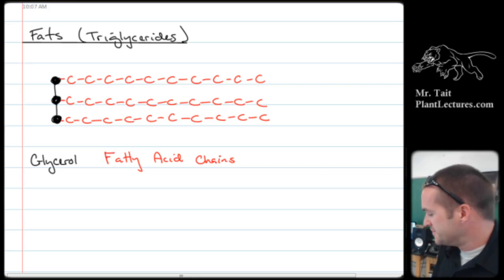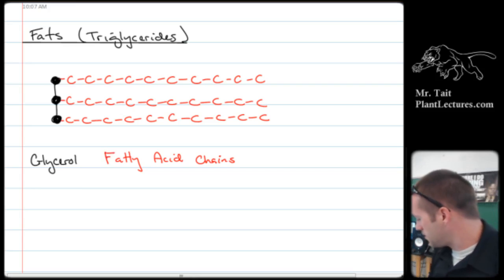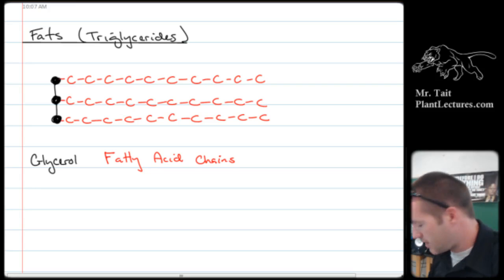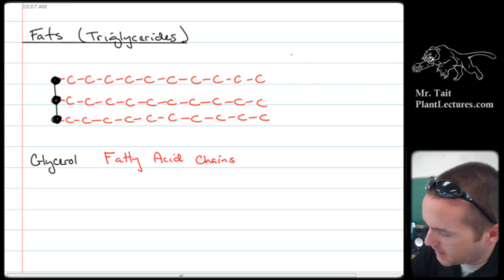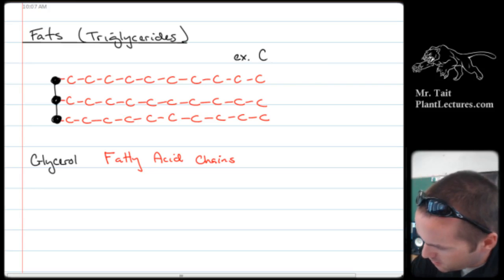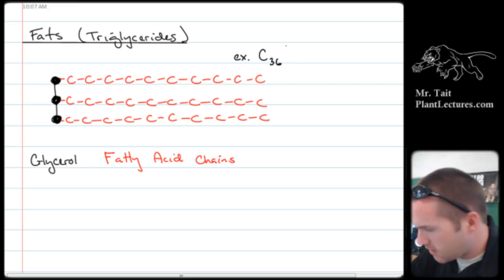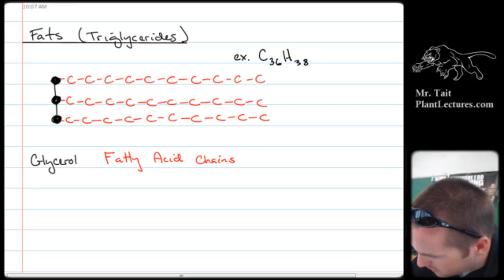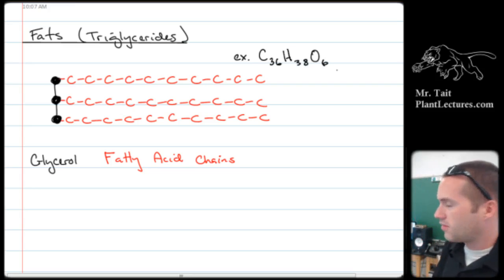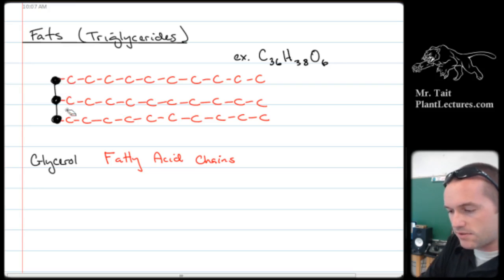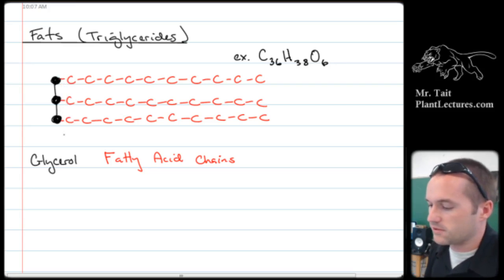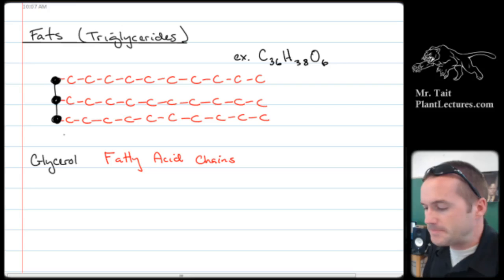I did some scrap paper work here and determined that the formula for this fatty acid example that I've done is C36H38O6. There's some oxygens in glycerol here, and there's an oxygen in this ester bond too. So that's where those 6 oxygens come from. All right, so keep that in mind.